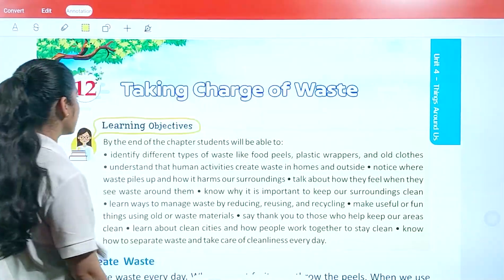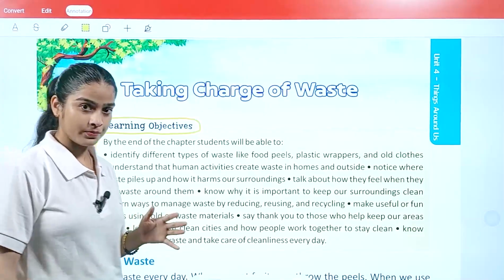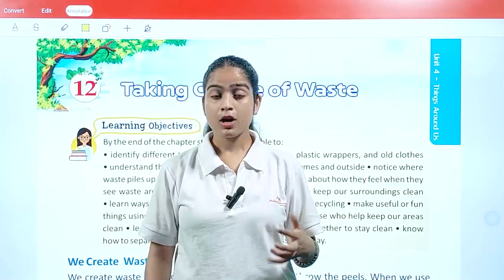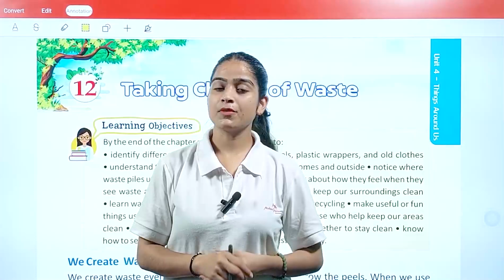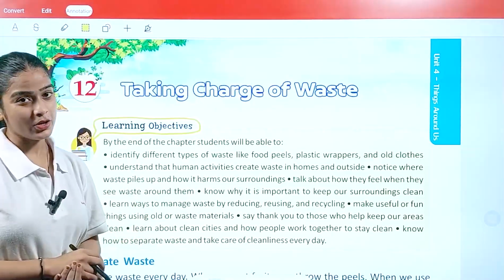And today we have chapter number 12, taking charge of waste. So you all know that we have waste due to our day-to-day routines, right? So how we have to take charge of that waste, in this chapter we are going to learn about this. Before starting this chapter, have a look at your learning objectives.